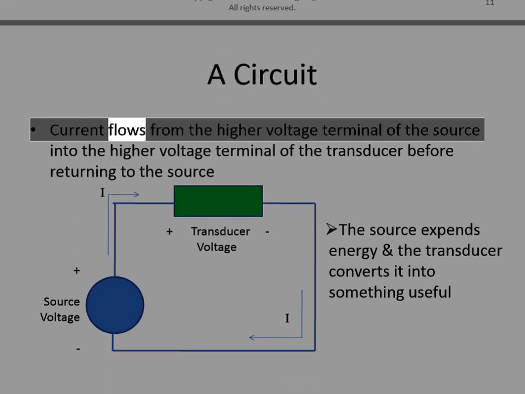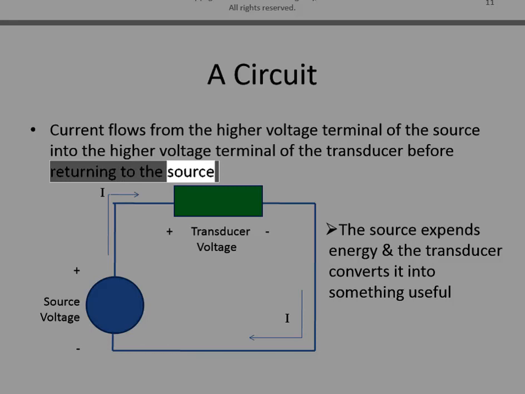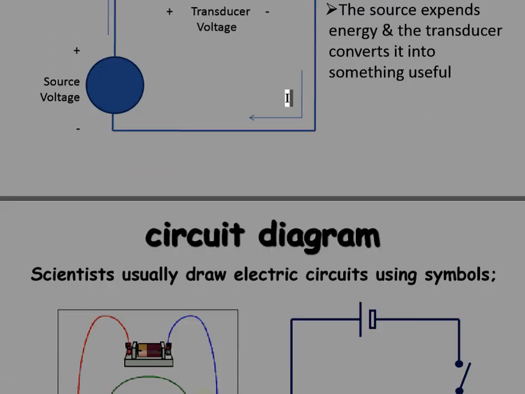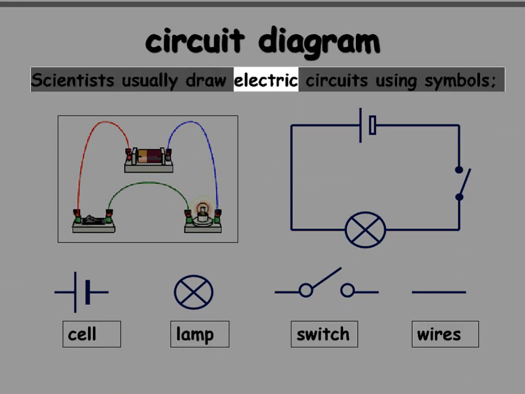In a circuit, current flows from the higher voltage terminal of the source into the higher voltage terminal of the transducer before returning to the source. Source voltage, I, and transducer voltage. The source expends energy and the transducer converts it into something useful. Circuit diagram: cell, switch, lamp, wires. Scientists usually draw electric circuits using symbols.